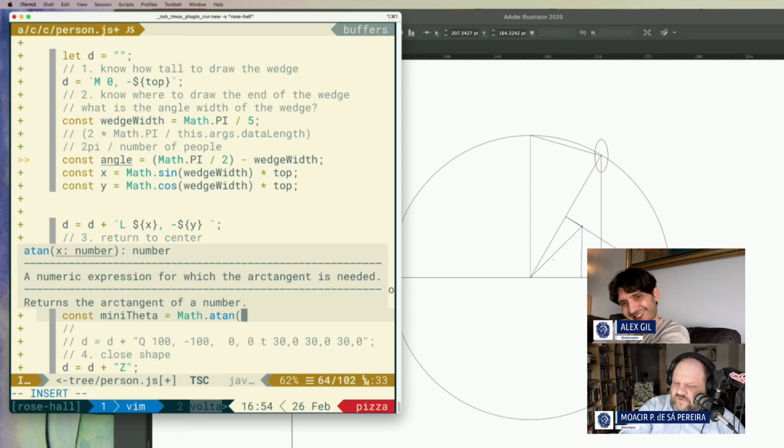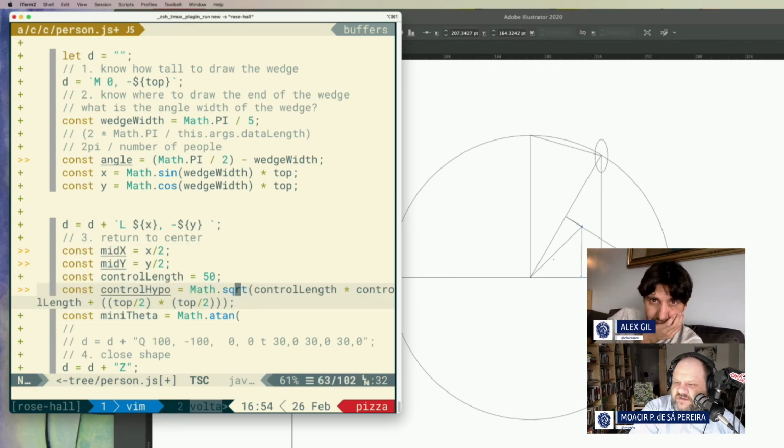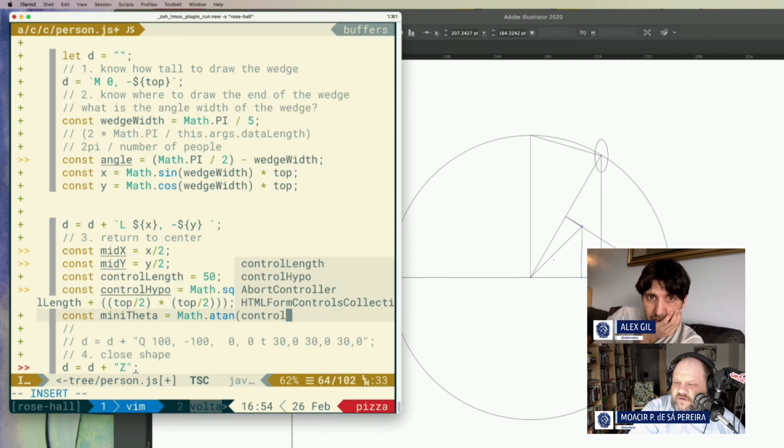Opposite over adjacent. So that's a tan. The opposite is control length, and the adjacent is the top.